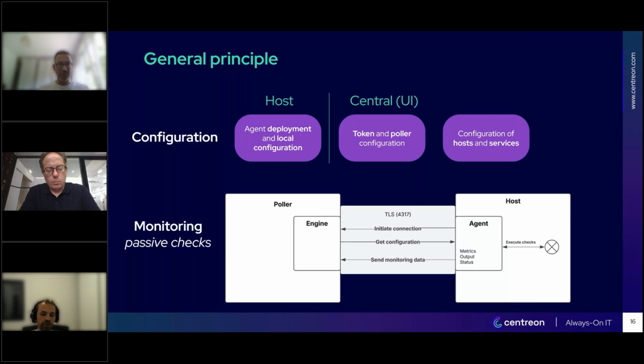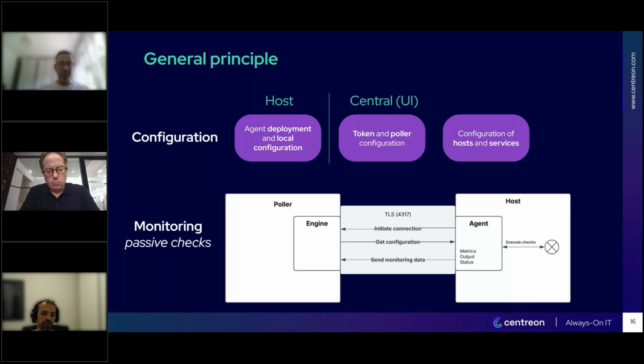Host configuration is basically telling the agent where it can store the logs, or if you don't want logs in the event log for Windows, and giving it some certificate information and token information to be able to communicate with the poller, and that's all. Then the rest of the configuration will be done in the central UI.